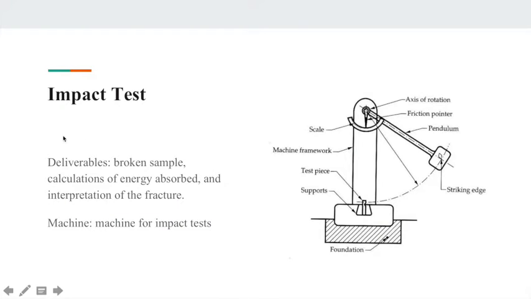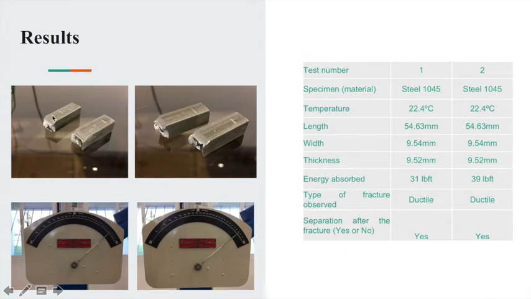For the impact test, the deliverables are the broken samples, the calculation of energy absorbed, and the interpretation of the fracture. The machine was the machine used for impact test, the pendulum. Here's a better representation of it. So here are the 2 samples used. They were both done at 22.4 degrees Celsius, which is room temperature.